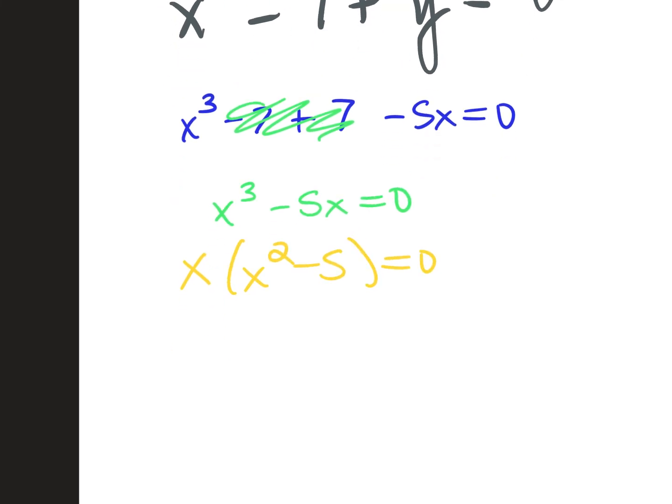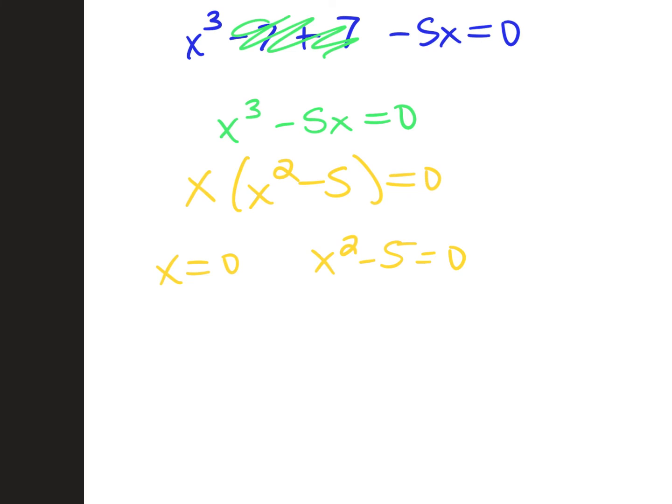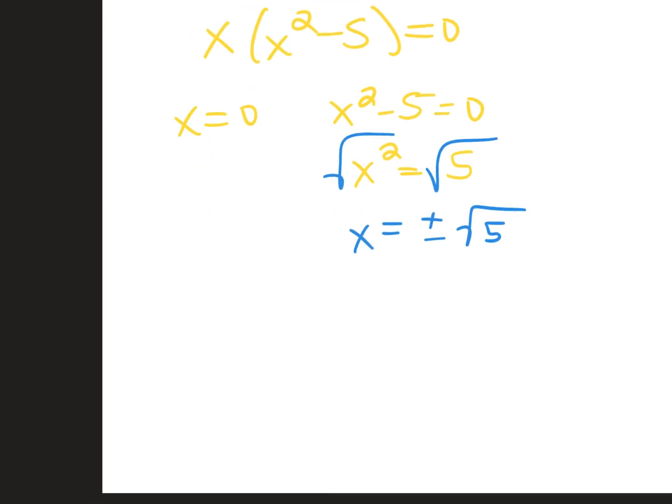Can you solve these two? Absolutely. x equals 0. x squared minus 5 equals 0. So here I have x squared equals, when I move 5 over, it becomes positive. And then how do I get x all by itself? So I have x equals plus or minus the square root of 5. How many solutions do I have here? 3. So I'm going to now find all 3 solution points.